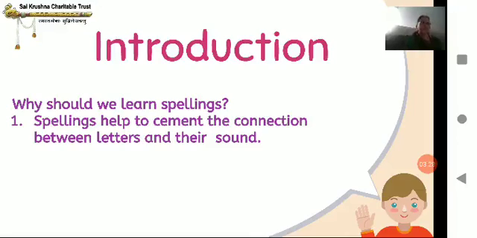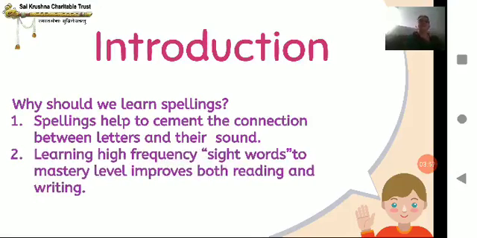So if I say cat, nobody will tell me it is T-A-C. Will you tell me it is T-A-C? No, because the sound that comes first is K, and K means C. Then we say so it is A, and then T, and therefore it is cat. So it helps us to cement the connection between letters and their sound. That is one advantage. Second is, learning high frequency sight words to mastery level improves both reading and writing.